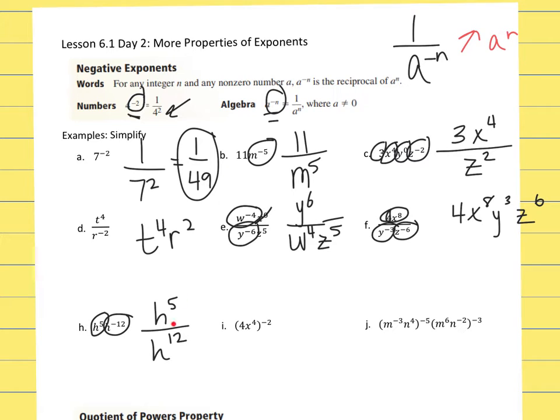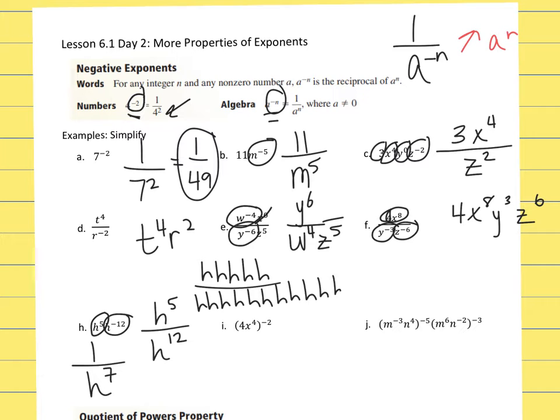So we're going to do this property, but if you have h to the 5th on the top and h to the 12th on the bottom, that's going to reduce to only having 7 on the bottom and no h's left on the top, because you're going to have h over 1, 2, 3, 4, 5, 6, 7, 8, 9, 10, 11, 12. So you can cancel 1, 2, 3, 4, 5 of them out. You're going to be left with nothing in the numerator, so it's going to be 1 over h to the 7th. That's how that property works.